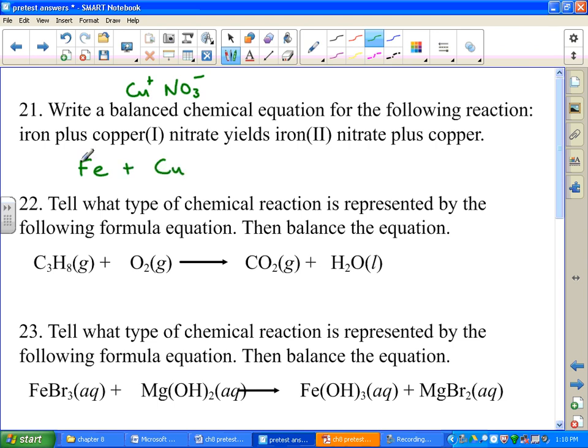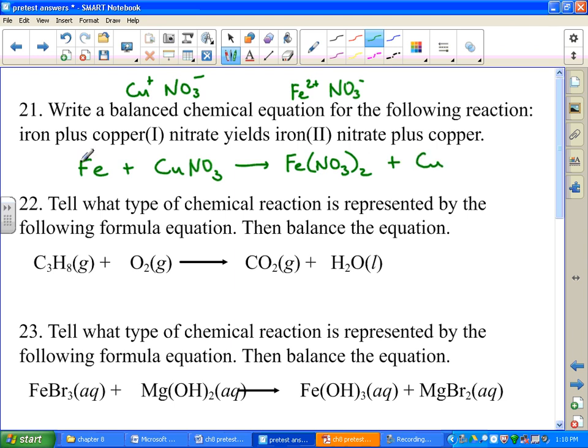CuNO3, yields iron 2 nitrate plus copper. Don't just look at the left side or the reactant side when you're writing the right side. You're going to run into trouble. You've got to write the correct formula of iron 2 nitrate. Iron 2 is Fe2 plus. Nitrate is NO3 minus. So the correct formula for iron 2 nitrate is Fe(NO3)2. And then the correct formula for copper is Cu.